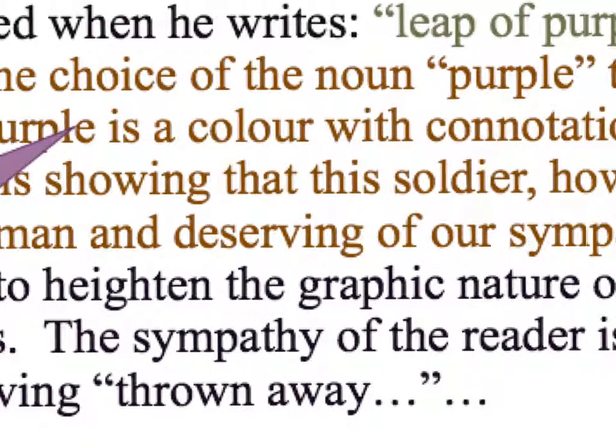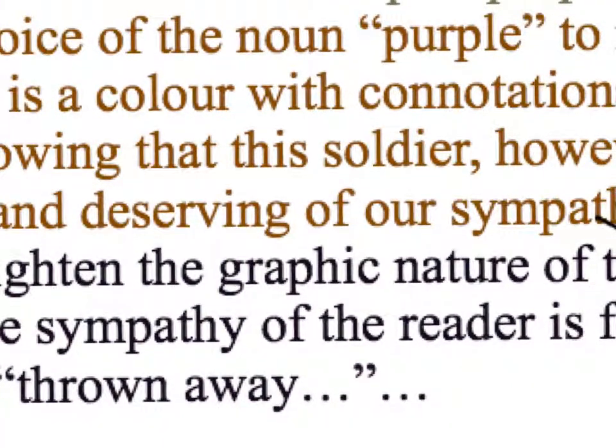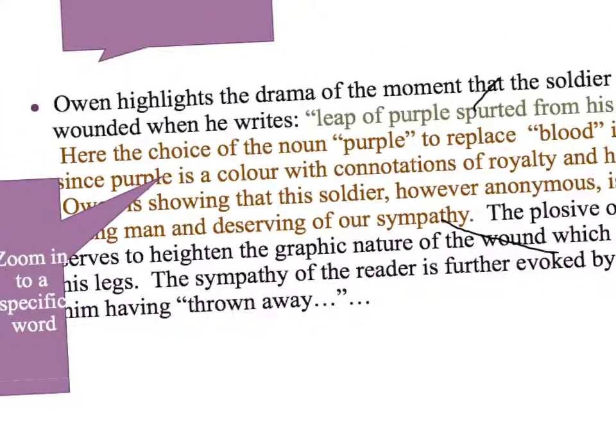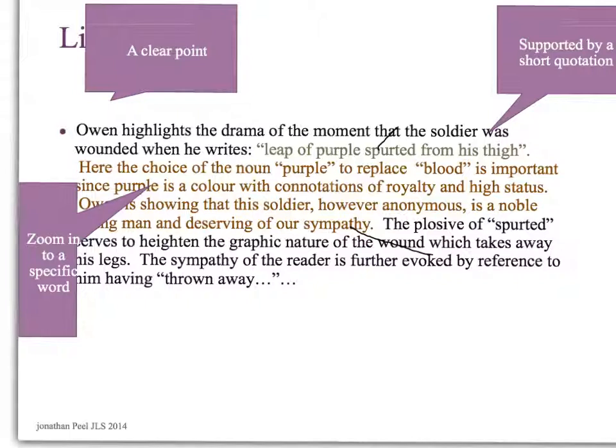And what I've gone with here is this. Here, I say, the choice of the noun purple to replace blood is important, as purple is a colour with connotations of royalty and high status. And there they are, floating around on the page in front of you if you're looking at the screencast. Bit of a mess, I'm sorry. That is a pretty good explanation, it seems to me, of why purple was chosen. Moving on, to relate it back to the question, of course, Owen here is showing this soldier, however anonymous, is a noble young man and therefore deserves our sympathy. I've related back to the question.